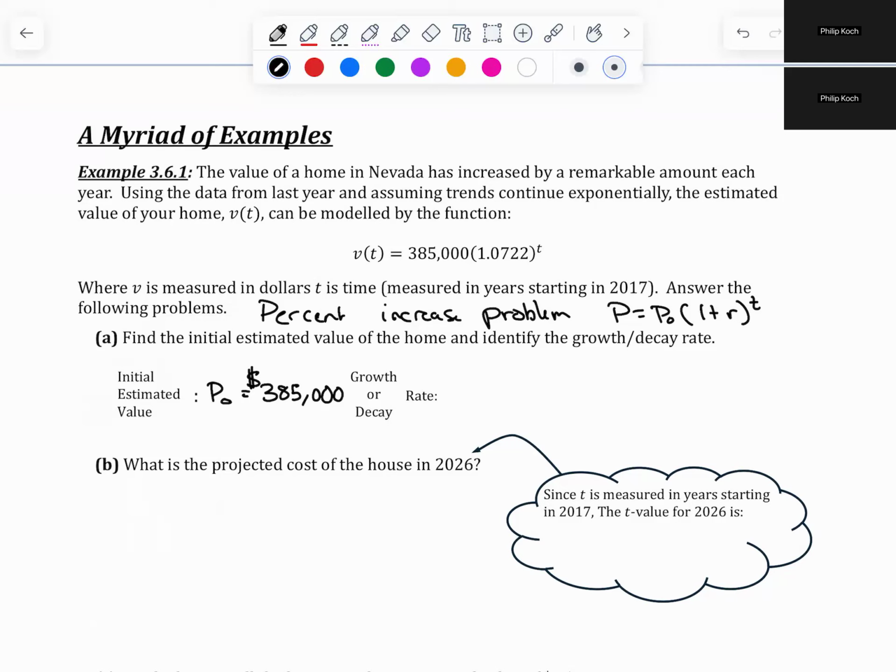Anyways, growth or decay rate: it's a growth rate. And 1 plus r is equal to 1.0722. So r is going to equal 0.0722. And usually when we talk about the rate by itself, we want it in percentage form. So 7.22%.